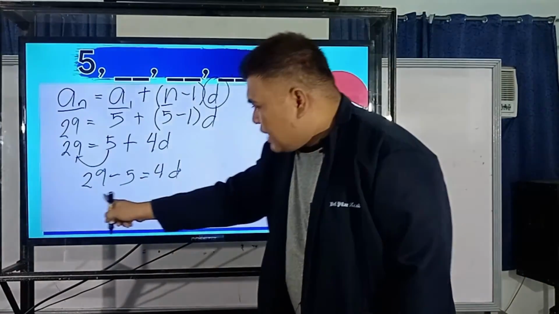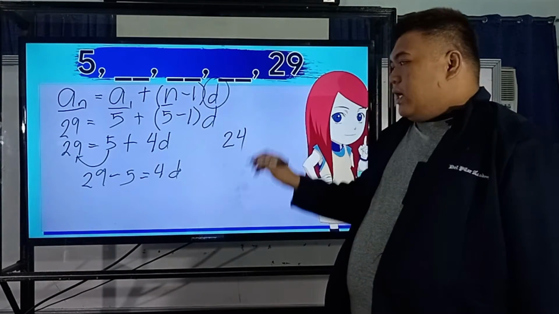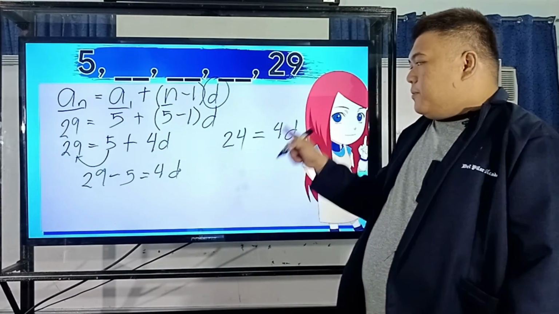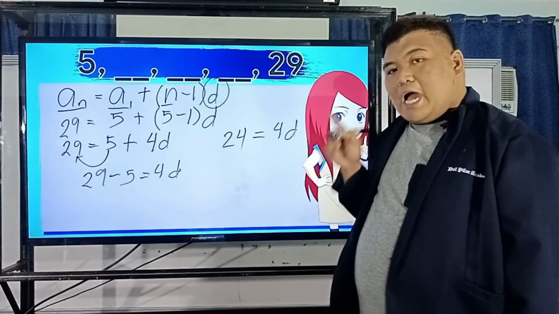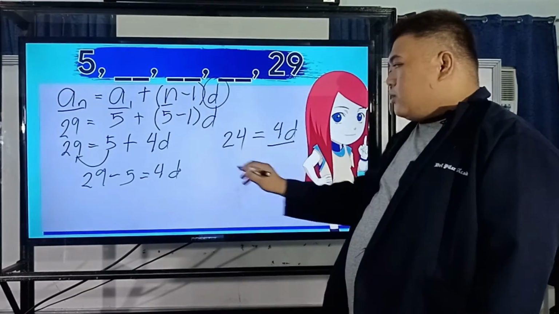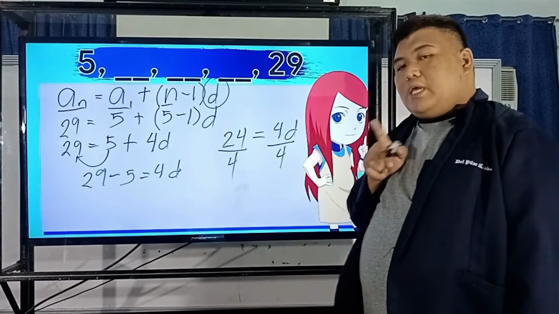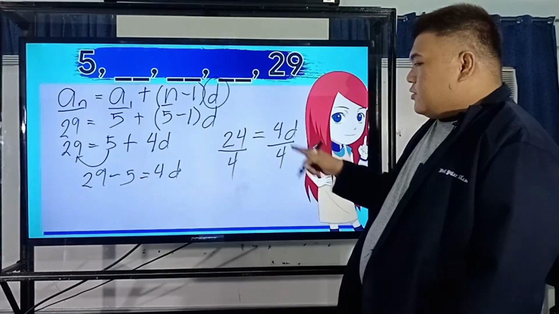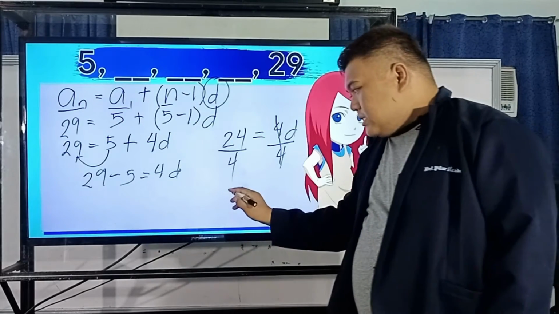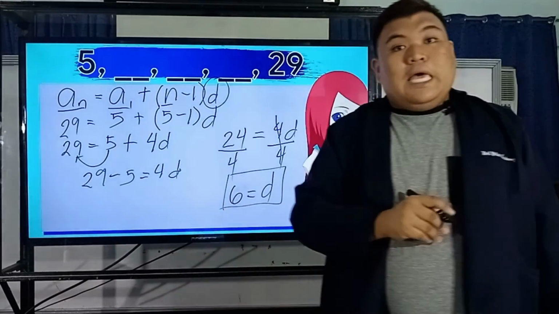Next, simplify. 29 minus 5 is 24. And that is equal to 4d. And ano yung sunod natin gagawin? Kailangan makuha yung d. Kailangan makuha yung value ng common difference. So therefore, we need to divide both sides of the equal sign by the value na katabi ng d, and that is 4. So 4 divided by 4 is equal to 1, and 24 divided by 4 is 6. So therefore, the common difference is now 6.